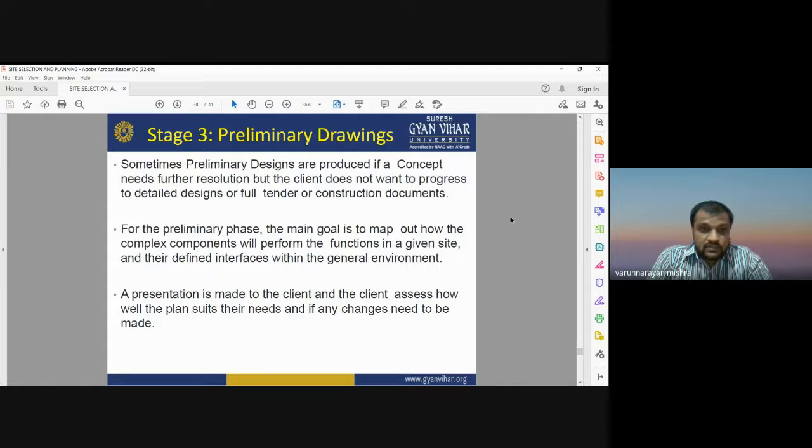Preliminary drawing includes the concept of the design that needs further resolution, but the client does not want to progress to detailed designing or a full tender of the construction document. For the preliminary phase, the main goal is to map out how the complex components will perform their functions in a given site and their defined interface within the general environment. A presentation is made to the client, and the client assesses how well the plan suits, and therefore allows you to make any changes that are needed. Otherwise, you can go for the drawing that you have prepared.